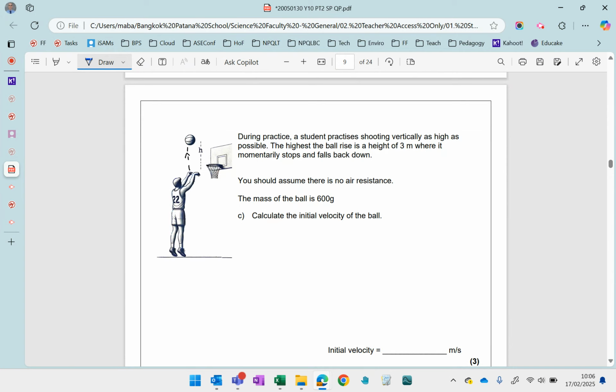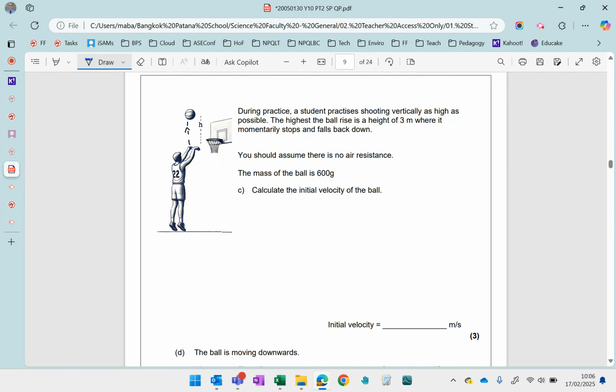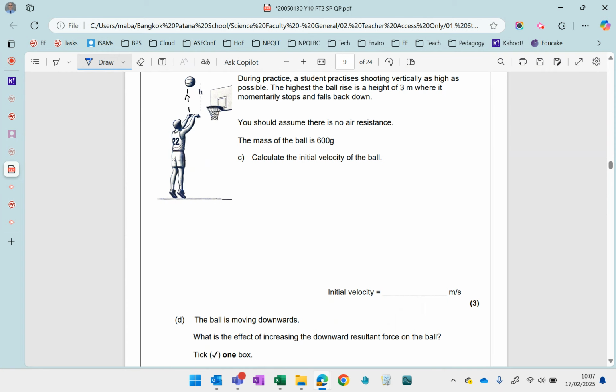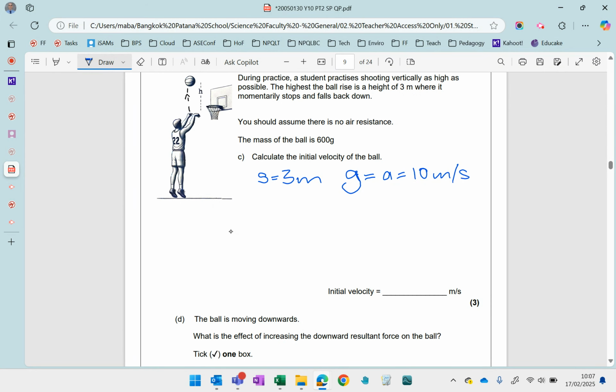Okay, during practice, the student practices shooting vertically, and then we've got to calculate the initial velocity of the ball. All right. So let's think about what we know from the question. We know the height, so that's the displacement, so that's going to be 3 meters, right? Okay. We know the acceleration. That's g, and we looked that up just a moment ago. That was 10 meters per second squared, right?